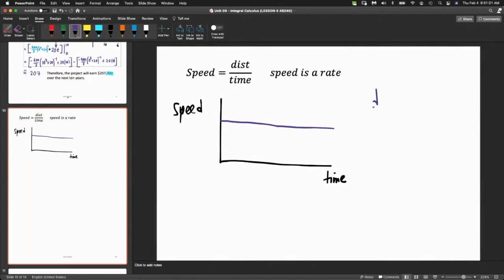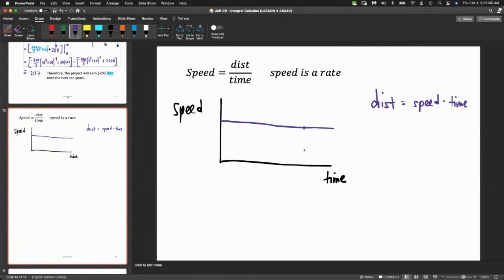And that's why distance, what's the formula for distance? I think someone mentioned it. I think it was Graham in the chat there. Distance is equal to speed times time. Does that make sense? Distance is speed times time.